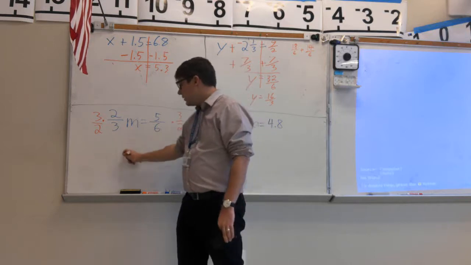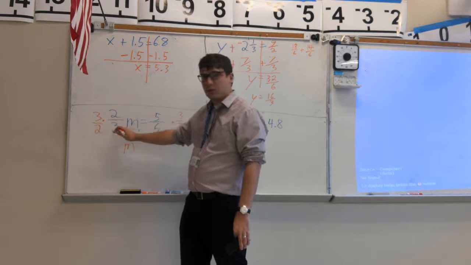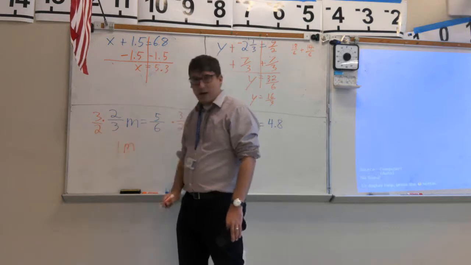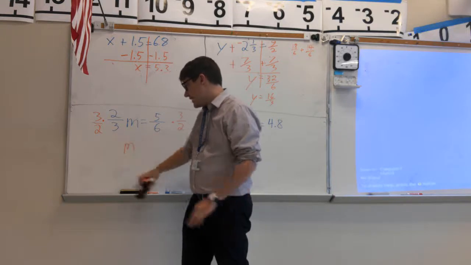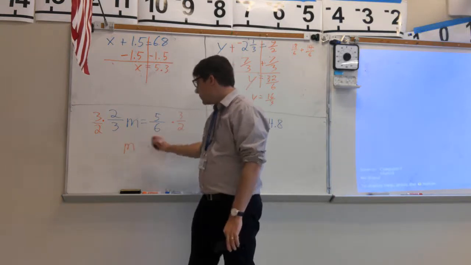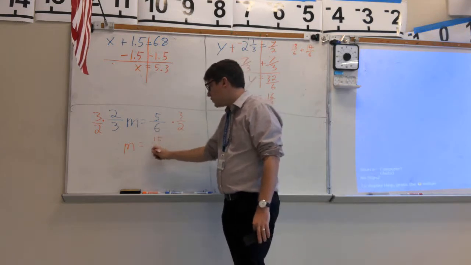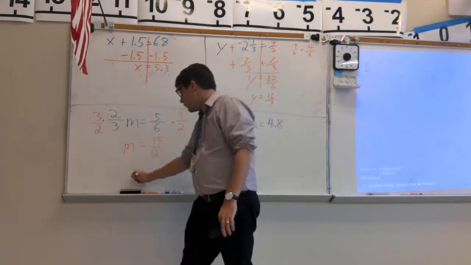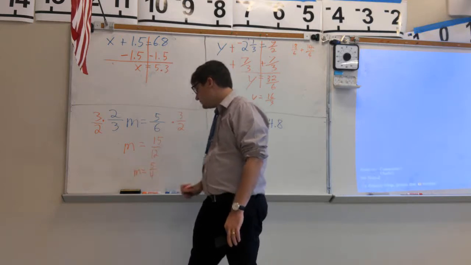Right? What this does is 3 over 2 times 2 over 3 is just a 1, right? But remember our invisible 1's here. We can just say that's m. Right? When multiplying fractions, you multiply across. So here we have 15 over 12. And we can simplify that to be 5 over 4.